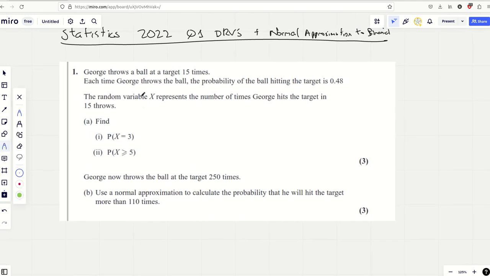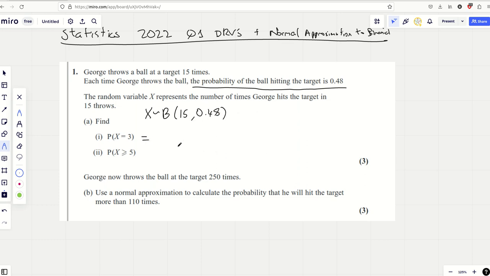Okay, so first couple of questions, we've got George throwing a ball at a target 15 times. Each time the probability is fixed. So it certainly sounds like, assuming George isn't getting any better, which it doesn't look like, if the probability is fixed, that the assumption of independence holds, and so we can say X is binomial and there's 15 trials and there's a 0.48 chance of success.